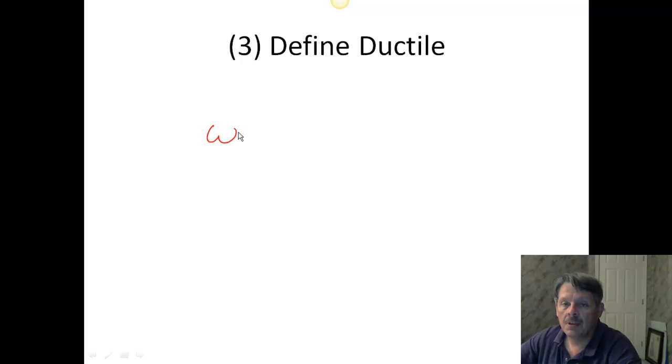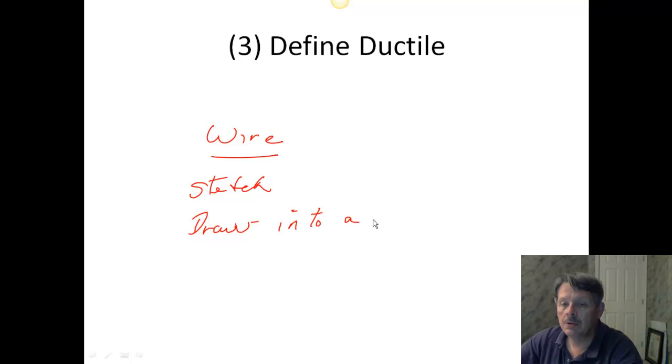Ductile, think wire. All right, I can stretch it, or I can actually pull it. It's called drawing. I can draw the wire. I can draw it into a wire. So think copper, aluminum. Those are examples of some of the wires. Typically, a lot of the wires in our house are copper.